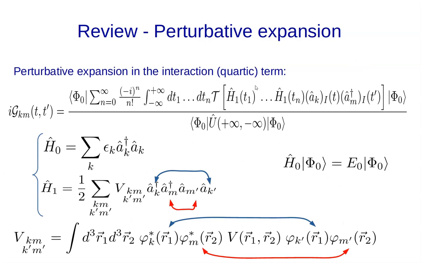Oops, sorry, there. There's this minus i to the power n, so I'm taking n equals 1, so there's 1 minus i. This n factorial is 1, so no worries about that. But I'll get this factor of 1/2 down. Why? I only have one H1 here, right? One integral in time, a_k a dagger_m. So there will be minus i over 2 because of this factor of 2.